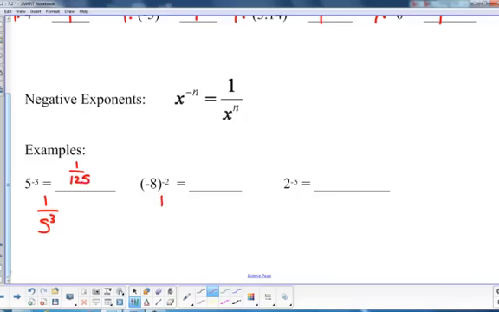-8 to the -2 is 1 over -8 to the +2. The negative in front of the 8 doesn't change. It's the exponent that's changing when you move it. So this would be 1 over 64. And 2 to the -5th would be 1 over 2 to the +5th. And remember, 2 to the 5th is 32, not 36.